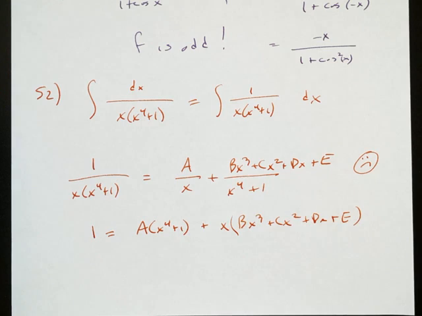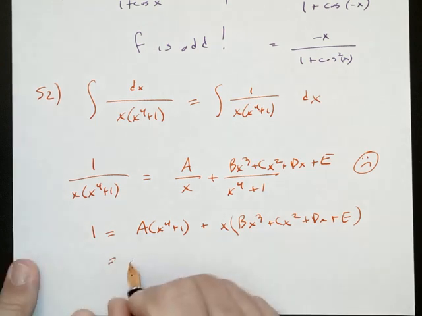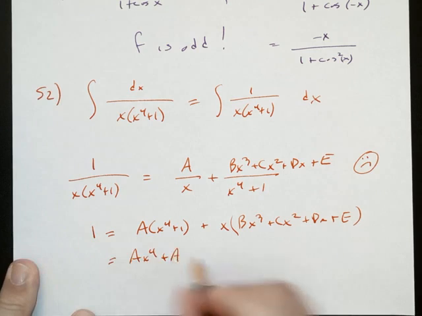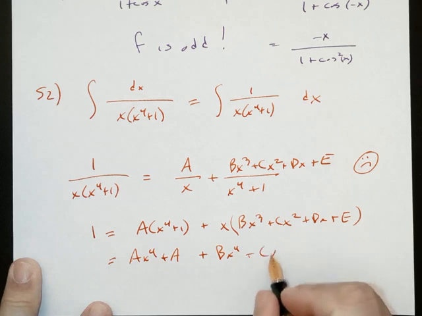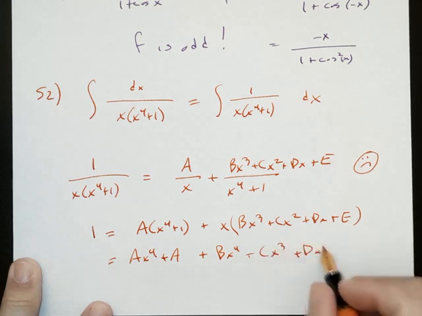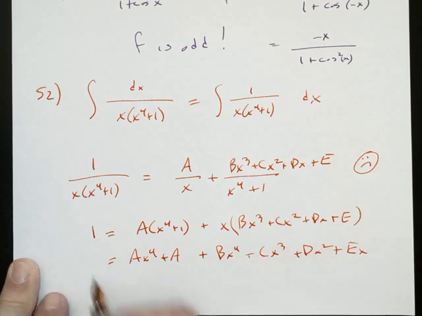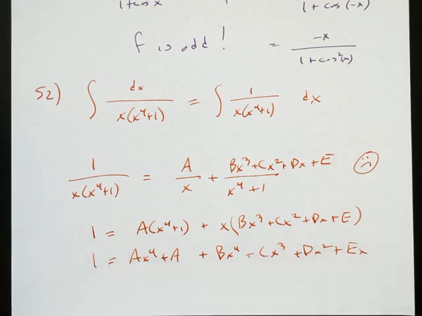So over on the left, the coefficient of x is 0, the coefficient of x squared is 0, the coefficient of x cubed is 0, the coefficient of x to the fourth is 0. Oh, I'm going to have a whole bunch of equations to solve, aren't I? Let's see. On the right, I get ax to the fourth plus a, and then bx to the fourth, cx cubed, dx squared, and ex, and that's equal to 1.